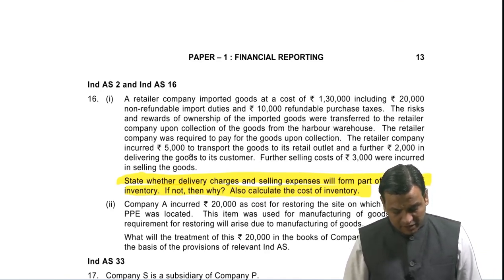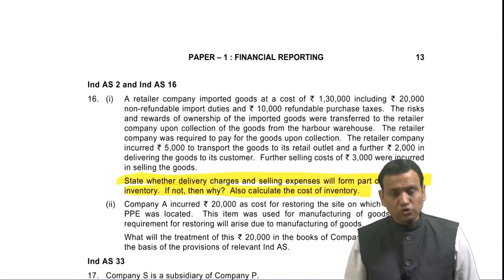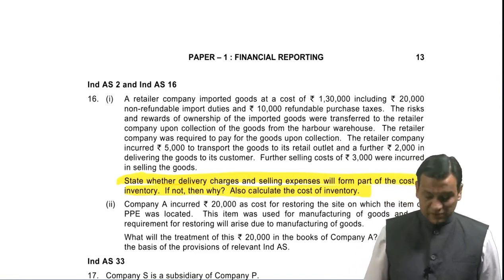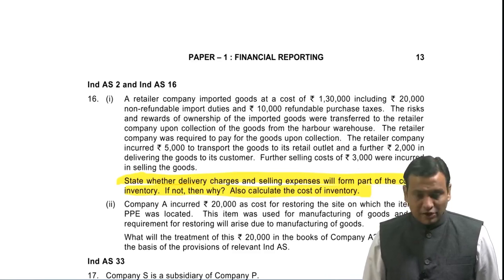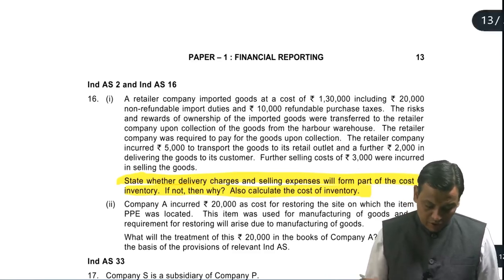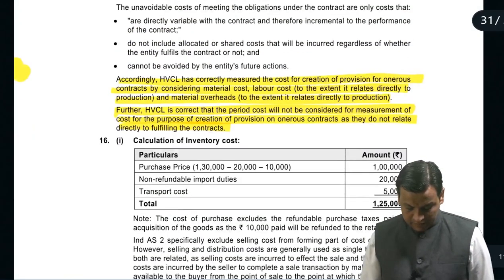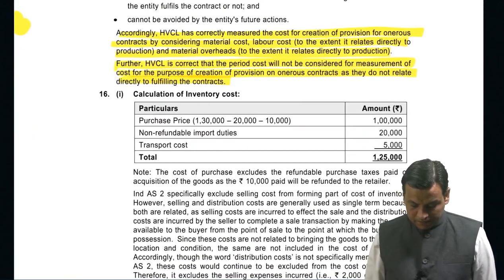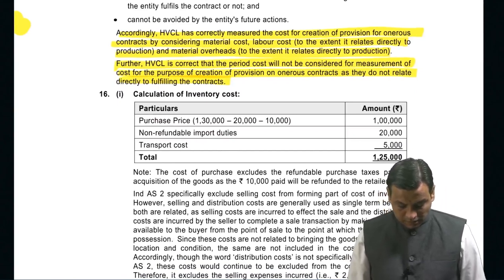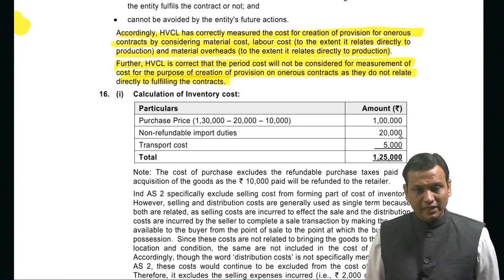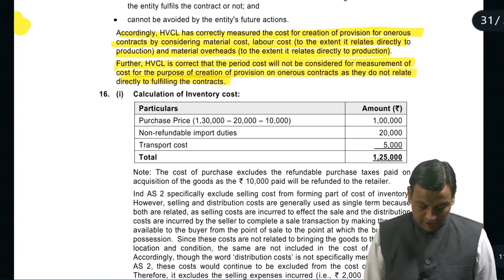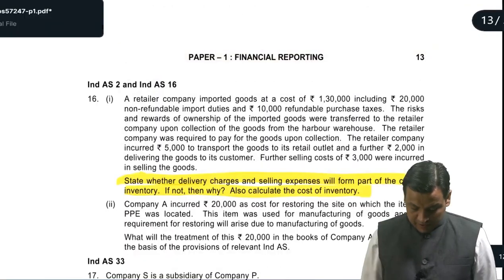The retailer company incurred 5,000 for transportation of the goods to its retail outlet, so this 5,000 will also be included in my cost of inventory. As far as the selling cost of 3,000 and 2,000 of delivering cost, those two expenses will not be included in my cost of inventory. So, one lakh plus 20,000 non-refundable plus 5,000. Alternatively, you can also present the data this way: 130 minus 10, that is 120, plus 5.